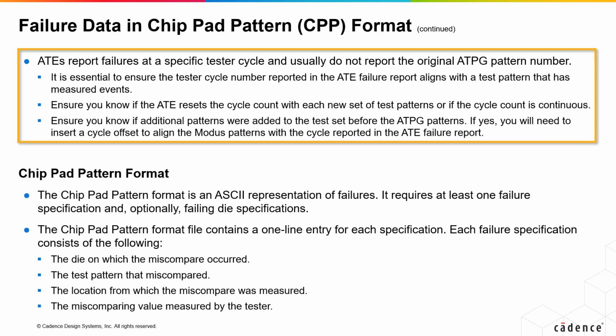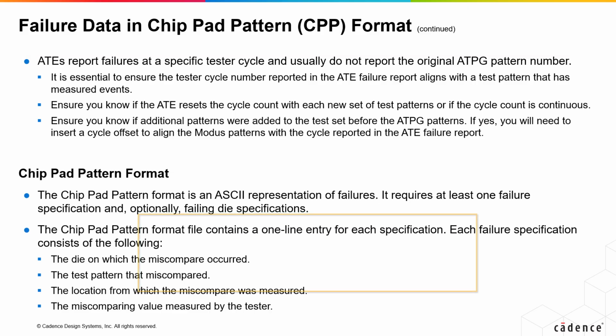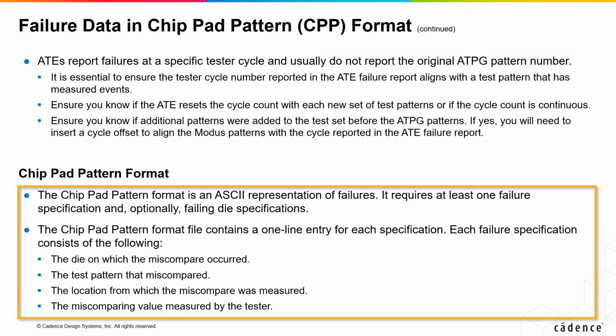ATEs report failures at a specific tester cycle and usually do not report the original ATPG pattern number. It is essential to ensure the tester cycle number reported in the ATE failure report aligns with a test pattern that has measure events. Ensure you know if the ATE resets the cycle count with each new set of test patterns or if the cycle count is continuous. Ensure you know if additional patterns were added to the test set before the ATPG patterns. If yes, you will need to insert a cycle offset to align the Modus patterns with the cycle reported in the ATE failure report. The chip pad pattern format is an ASCII representation of failures.